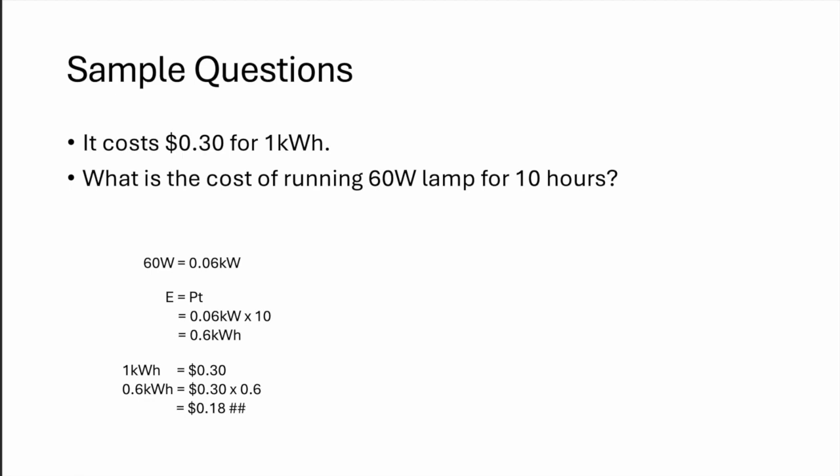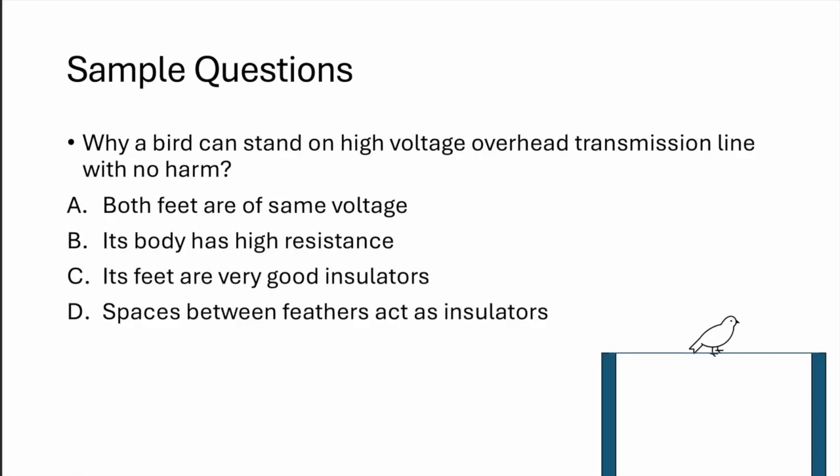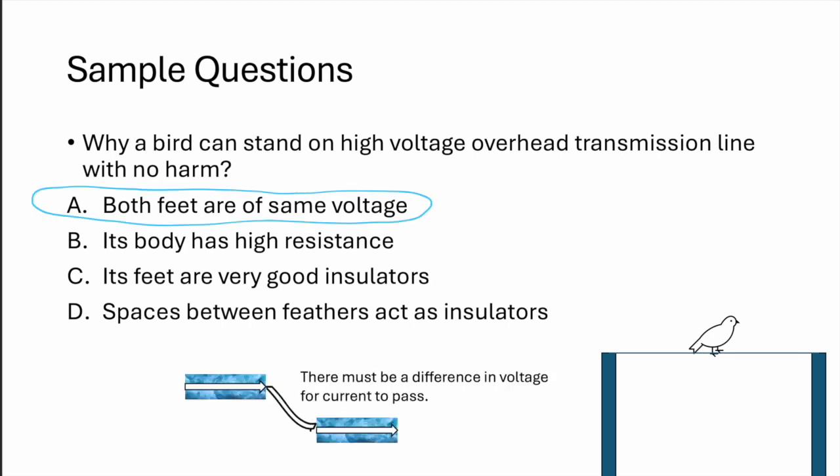Why can a bird stand on an overhead high voltage transmission line with no harm? This is due to both of its feet having the same voltage. Imagine both feet are on the same high level water slide. No water is being passed into the bird because both feet are on the same voltage. If one foot is on high voltage and the other foot is on a low voltage, then that is going to cause harm to the bird.